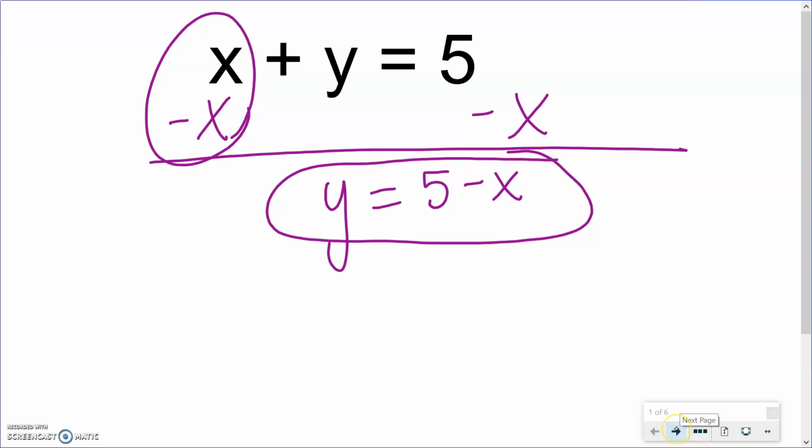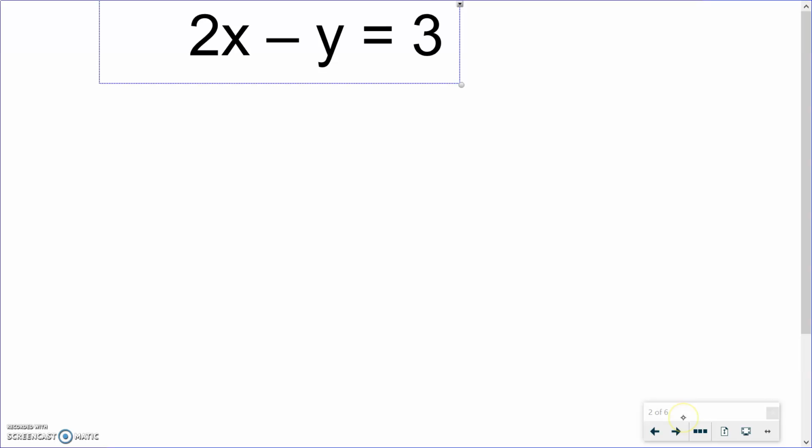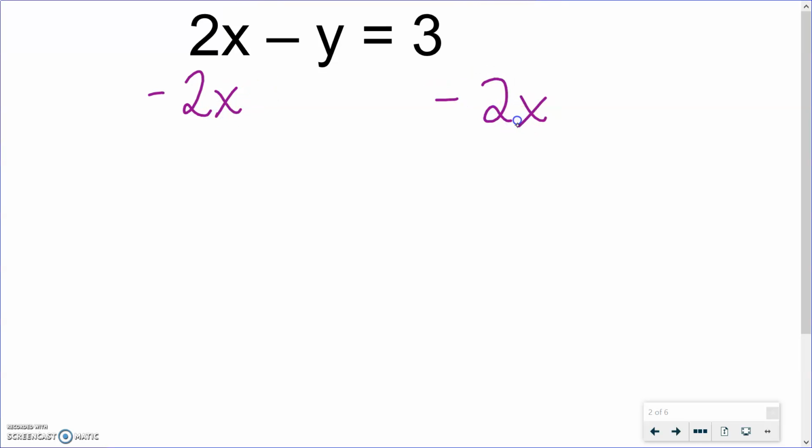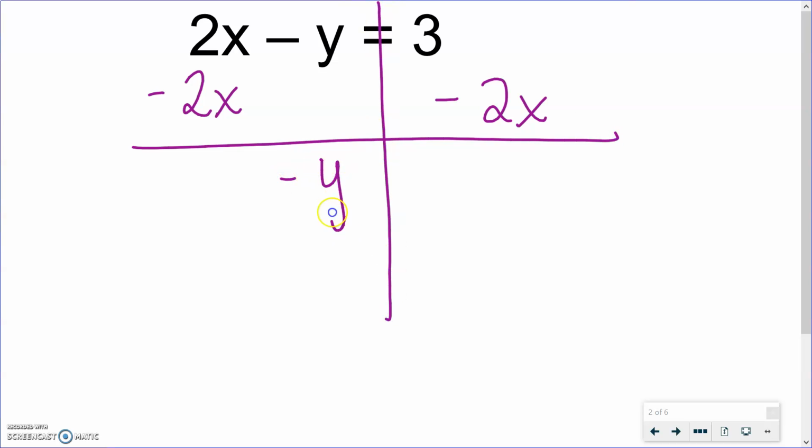Okay, we're going to look at another one now. This one here. A little different, has some more numbers in there, but we're still going to do the same thing. We want to isolate the y term and get y by itself. So to do that, we're going to start by subtracting 2x on both sides to get the y term on its own. Okay. So now we have negative y equals, and we can't combine those. They are not like terms.